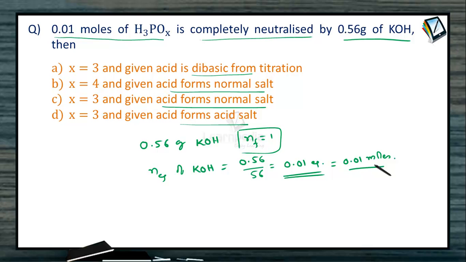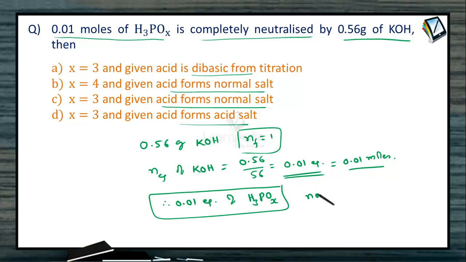Since this 0.56 grams of KOH is completely neutralizing 0.01 moles of H3POX, we need to understand that 0.01 equivalents of KOH can neutralize 0.01 equivalents of H3POX for complete neutralization. Therefore, 0.01 equivalents of H3POX will be completely neutralized to give normal salt. Now let us work with H3POX with either X equal to 3 or X equal to 4.